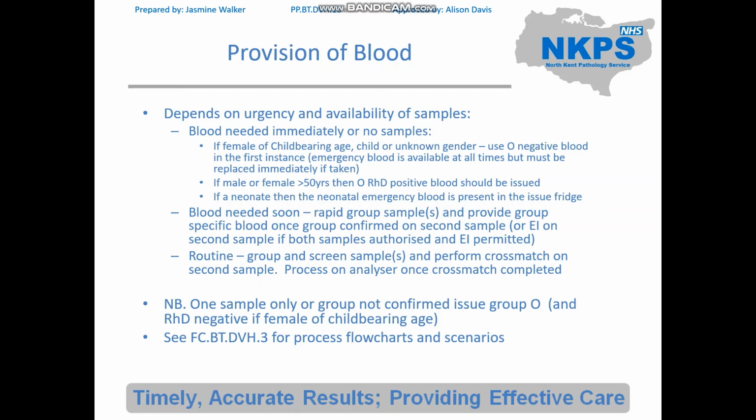The thing to note is that if we only have one sample or the group is not confirmed, we will always issue group O, following the above procedure. If we have 2 samples taken at 2 different times, that's when we can issue group specific.